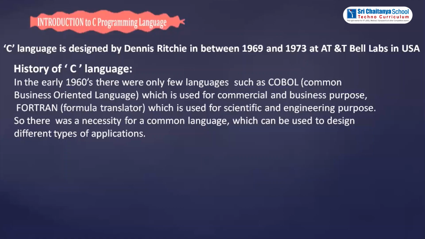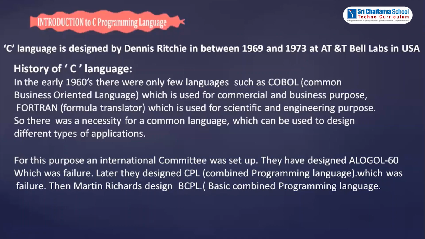But children, they always wanted a language which can be used for a general purpose. That is, which can be used to design different types of applications. So because of that, a research was started, and a committee was set up. They designed the Algol 60, which was considered to be a failure. Later, they designed the Combined Programming Language, which was also again a failure due to some reasons.